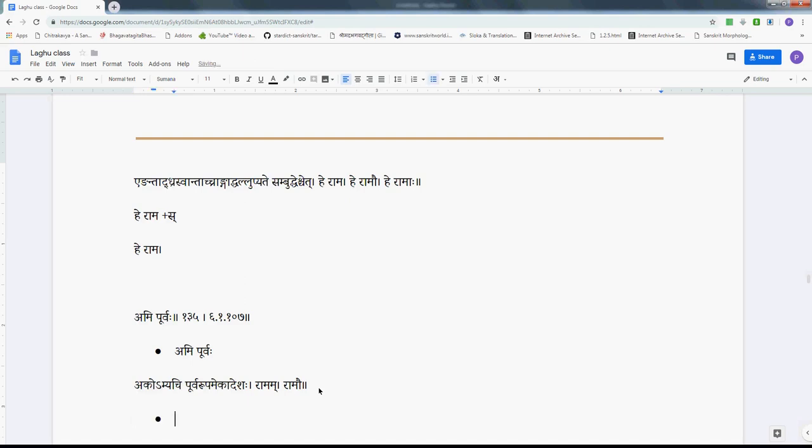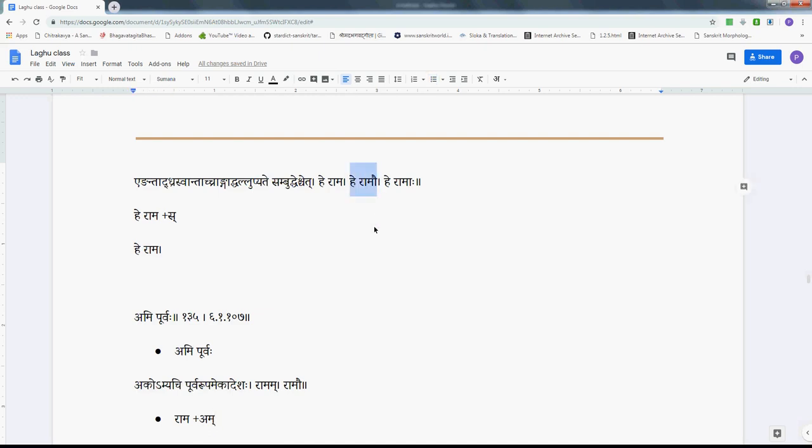The next is Rama plus Su, Au, Jas, Am, Aut, Shas. So Am is to be derived. And with Am and Aut, you will get this Ramo form, but the Takara will be it. We'll see that. The same sutras will be applied except for how the Takara undergoes Lopa. Except for that sutra, everything else is the same.